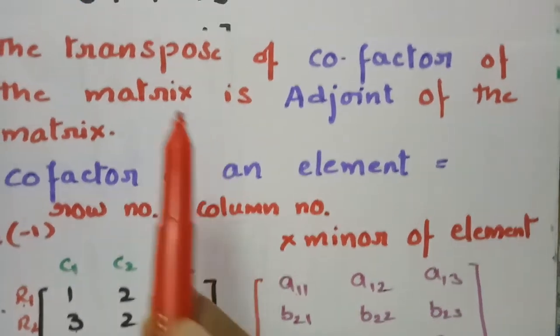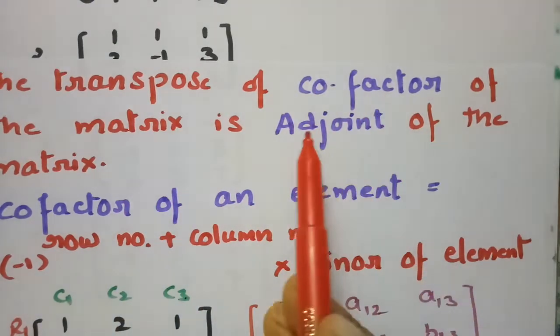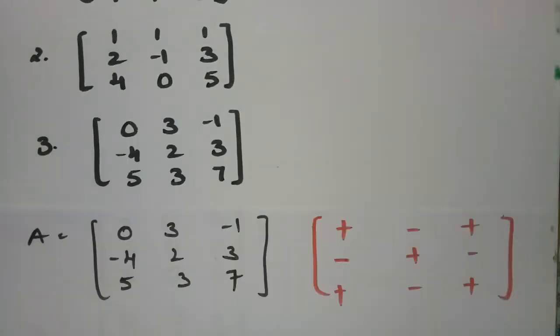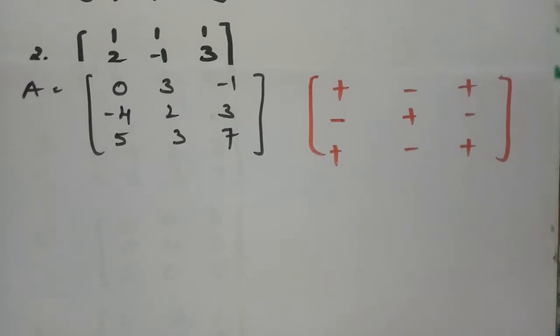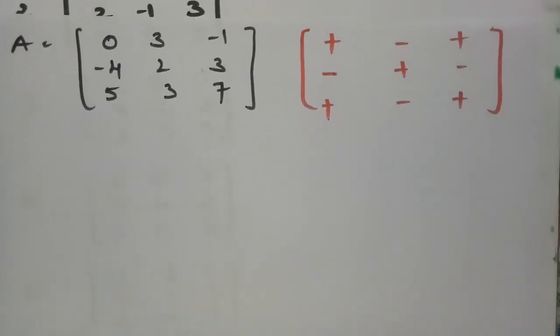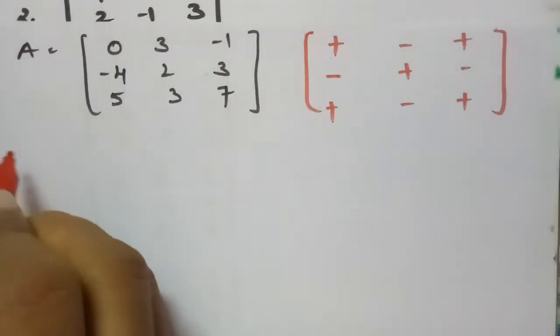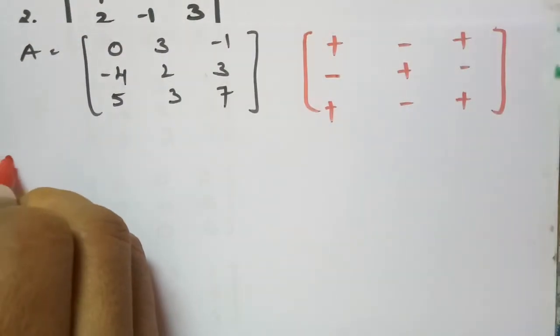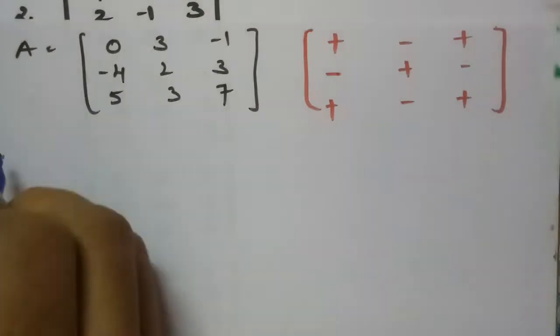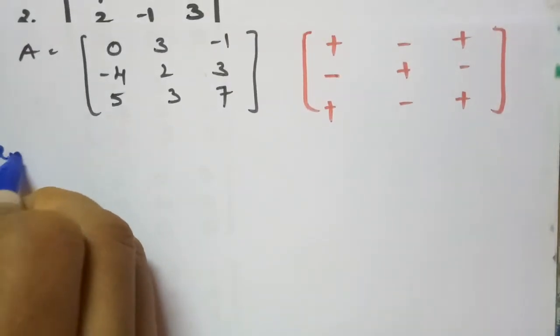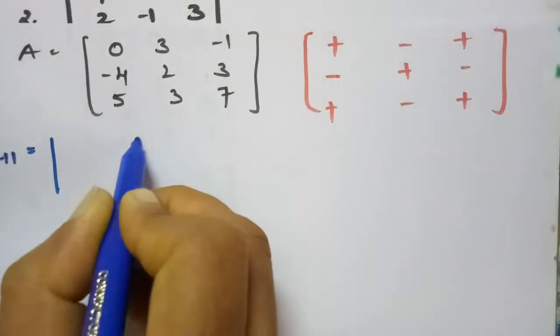After getting the cofactor, the transpose of the cofactor is nothing but the adjoint of the matrix. So now I am going to find out the minor of each element. So the position here is A11. So here the A11 value will be, see, I'll tell you, A11 value is nothing but.